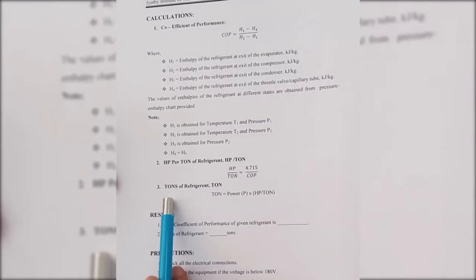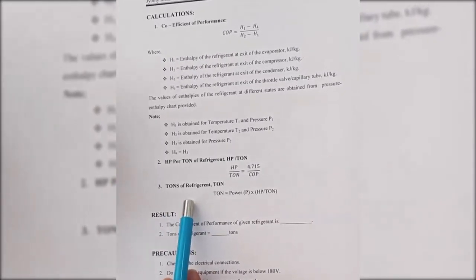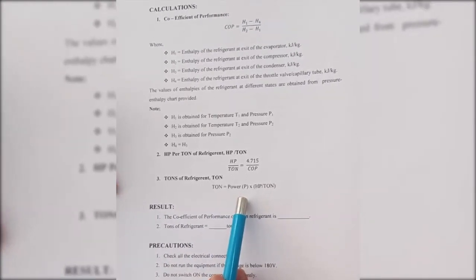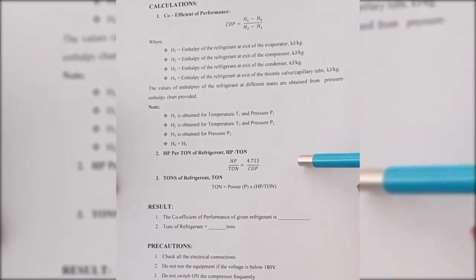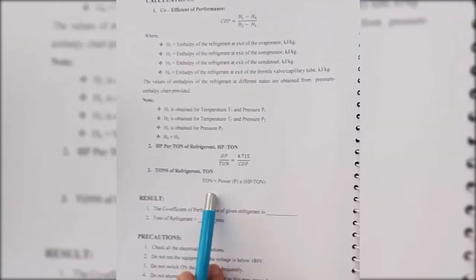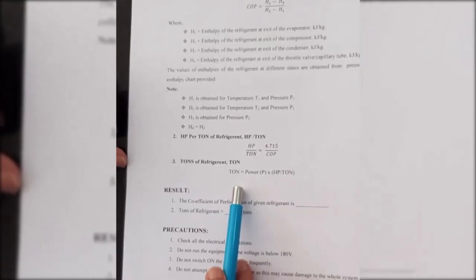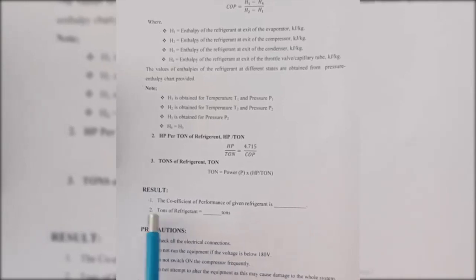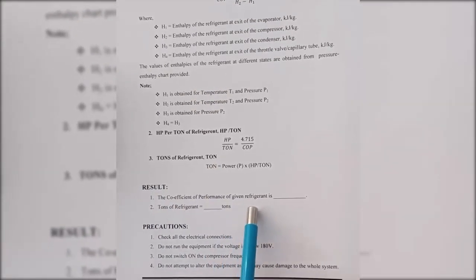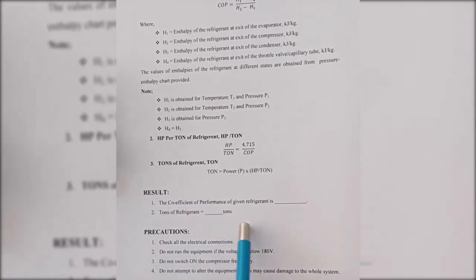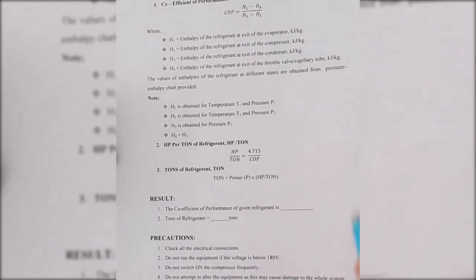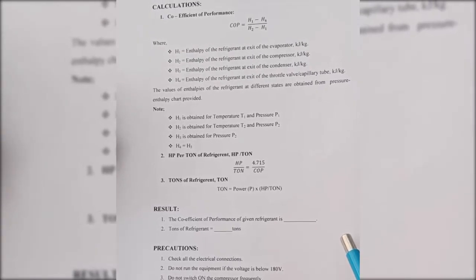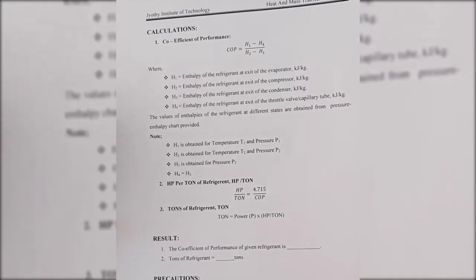And we need the tons of refrigeration. The amount of tons we are generating with the power supplied is obtained by multiplying the power with the HP per ton value, which gives you the total tons of ice produced from water in 24 hours. The coefficient of performance and the tons of refrigeration are resulted here. So this is a brief explanation about the calculations related to the refrigeration, that is, the vapor compression refrigeration system.